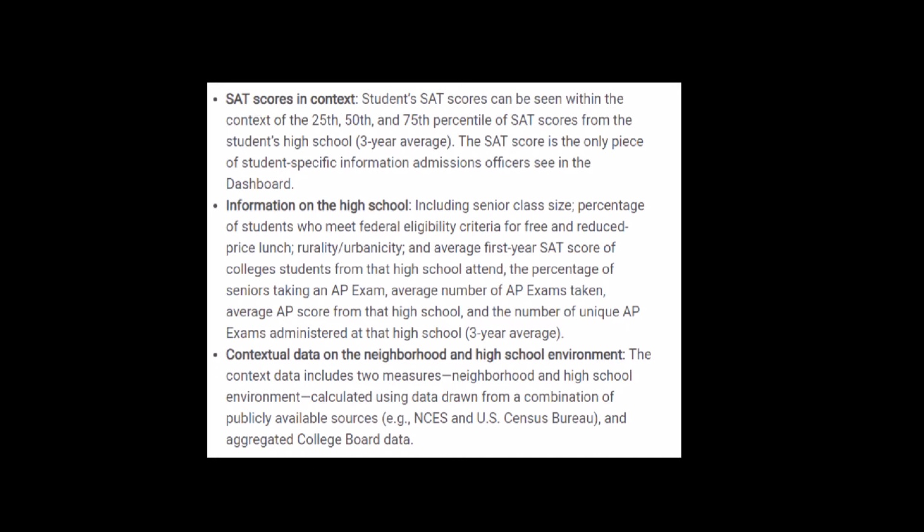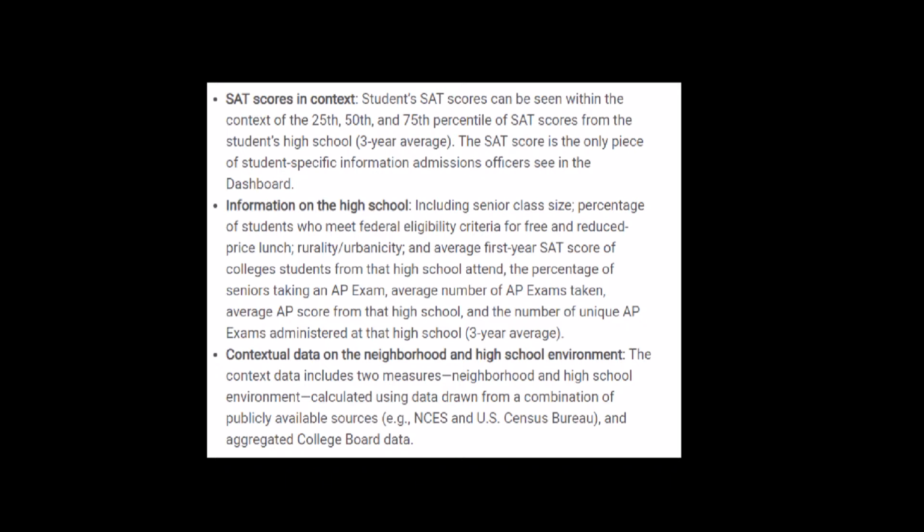The adversity score will also include information on the student's high school. For example, it will include the senior class size, how many AP scores students are taking, how many students qualify for free reduced lunches, the passing score for AP exams, and etc. And the third overarching category that the College Board will be using is data on the surrounding neighborhood and high school environments in the area.